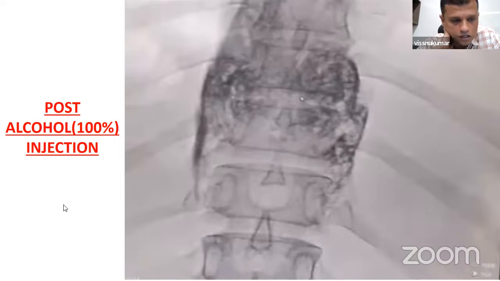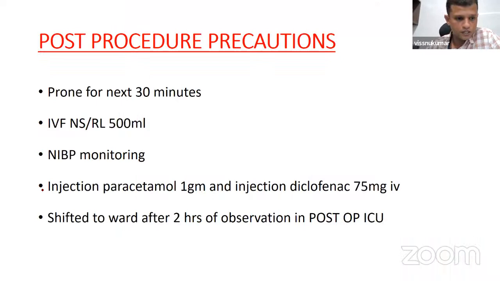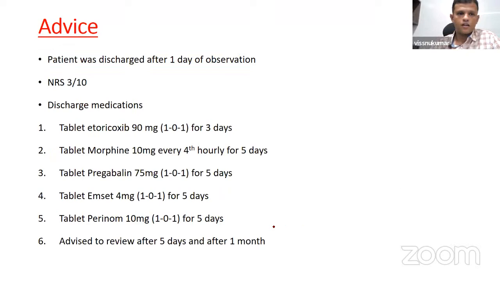So post-procedure precautions, what do I do? I keep the patient prone for 30 minutes and I give NS 500 ml again and I do BP monitoring. And in the procedure, I used to give paracetamol 1 gram and injection diclofenac 75 mg IV, and the patient is shifted to ward after 2 hours of observation in the recovery room. The patient was discharged after 1 day of observation. I just gave an analgesic, etoricoxib, for 3 days.